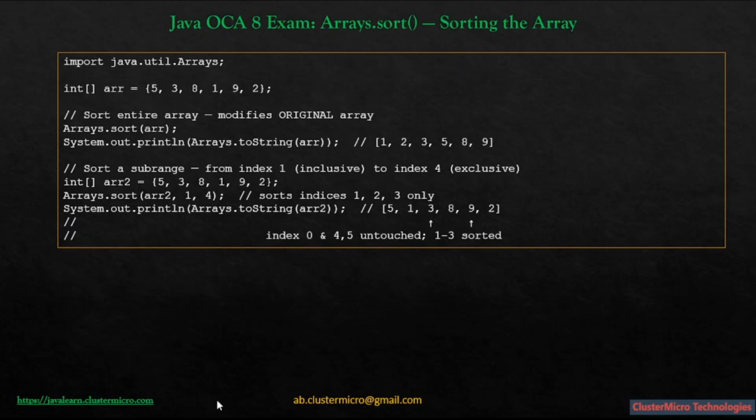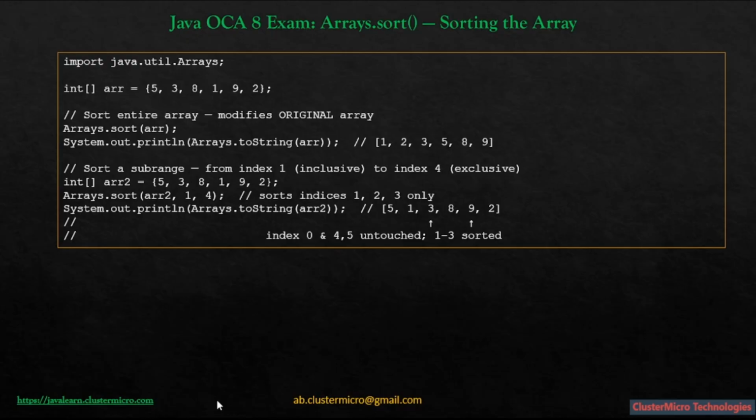Sorting the array, Arrays.sort. The method Arrays.sort with a single argument sorts the entire array in ascending order. Sorting is done in place, meaning the original array itself is modified. So the method does not return a new array, so there is no return value to store.